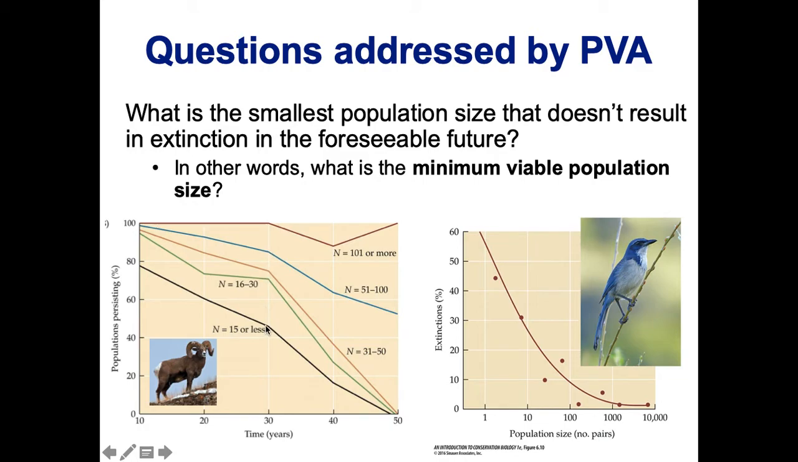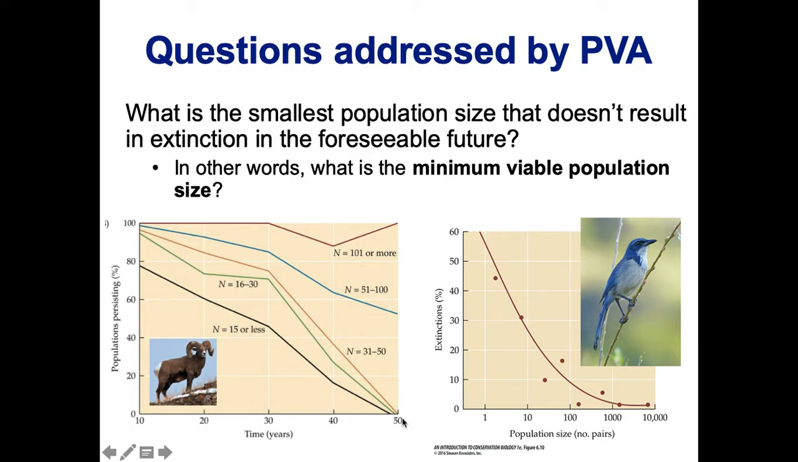If we were willing to accept a lower probability, like let's say a 20% probability of persisting for 40 years, you could say that it's around 15, or you could even go up to here and say about 31 to 50 individuals.